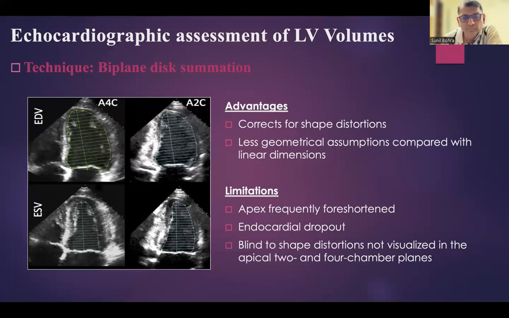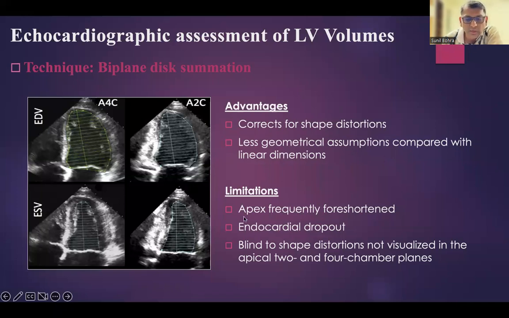So the advantage of this method is it corrects for the shape distortions, unlike the M mode wherein we are taking only the basal segment into consideration. Suppose there is a wall motion abnormality and there is LV aneurysm or something, it corrects for shape distortions, and there are no or fewer geometric assumptions compared with the linear dimensions.